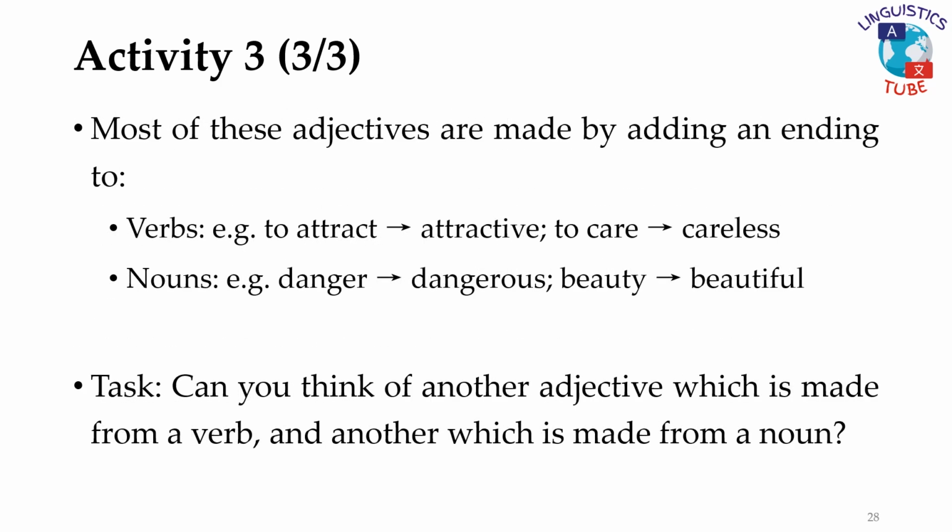Before we continue, remember that I said that many adjectives are made by adding an ending to another word. These words are always either nouns or verbs. For example, the verb to attract becomes attractive, and the verb to care becomes careless. The noun danger becomes dangerous, and beauty becomes beautiful. I have one more task for you. Think of two more adjectives, one which is made from a verb, and another which is made from a noun. Please pause the video while you do this, and then continue when ready.